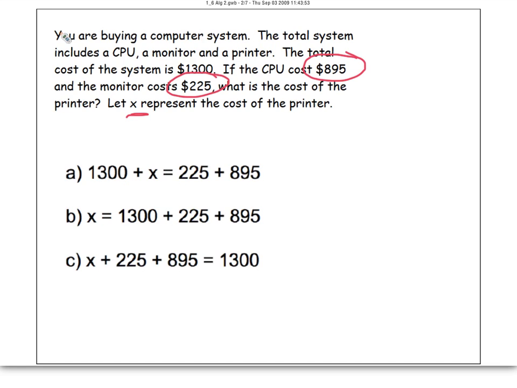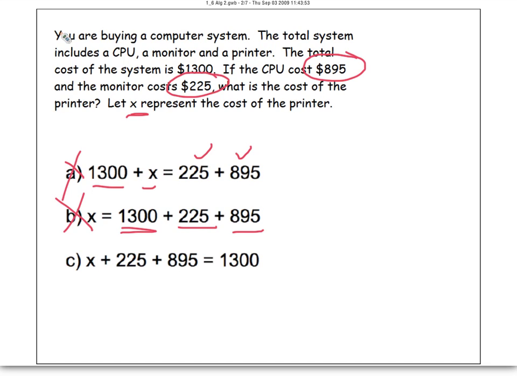Which of these equations best suits it? If you look at equation B, for example, they're taking the total cost of the system plus the CPU plus the monitor, which doesn't make sense. They're double counting, so it can't be that. Letter A is saying $1,300, which is the total cost, plus something else equals the cost of just the CPU and the monitor, but not the printer. Well, that doesn't make sense.